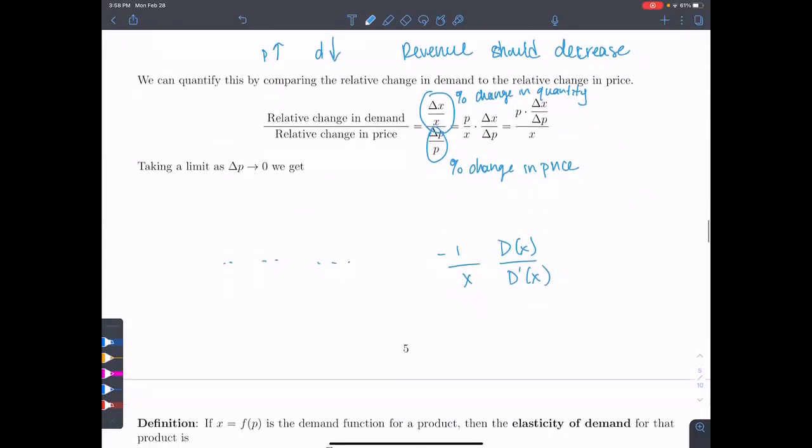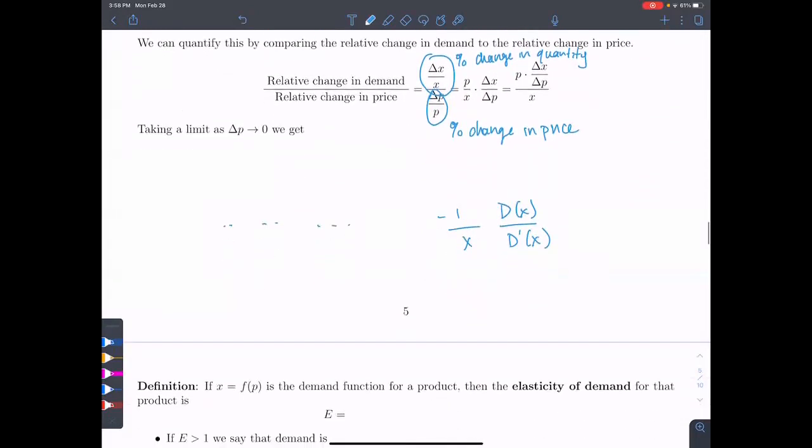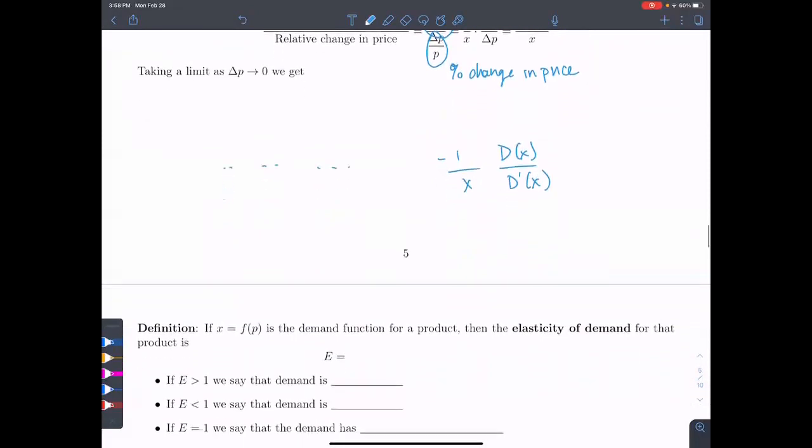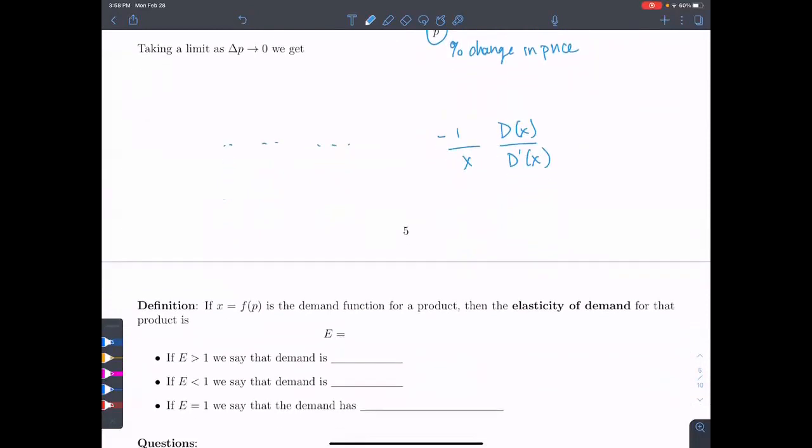Then the top of the next page puts this in a way that we can actually use for our applications. If X equals F of P is the demand function for a certain product, then the elasticity of demand for that product is E, which is given by -P times F prime of P over F of P.